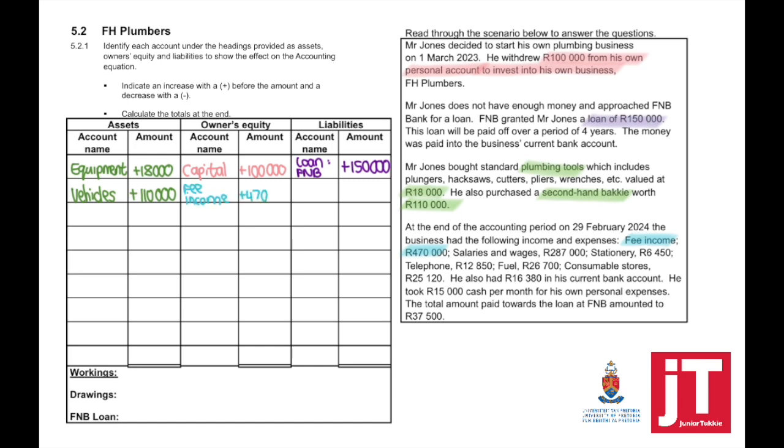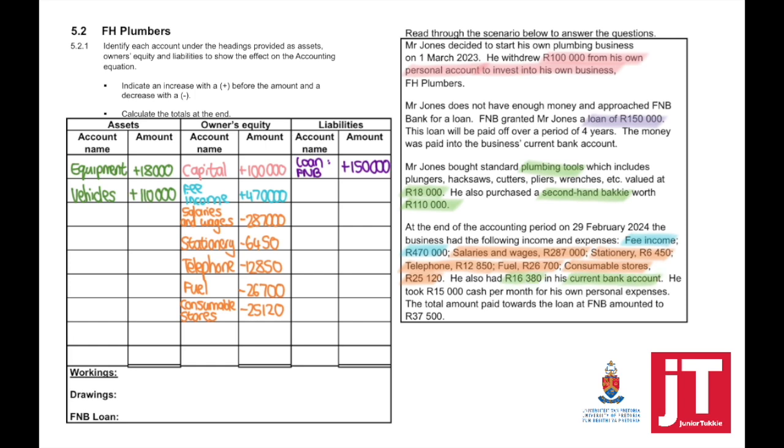So our income, which will be fee income, will have a positive effect on the owner's equity. Then we had salaries and wages. All expenses will have a negative effect on the owner's equity. That's why we're saying minus. So we've got salaries and wages, stationery, telephone, fuel, 26,700, consumable stores, 25,120, and that will all have a negative effect on our owner's equity.